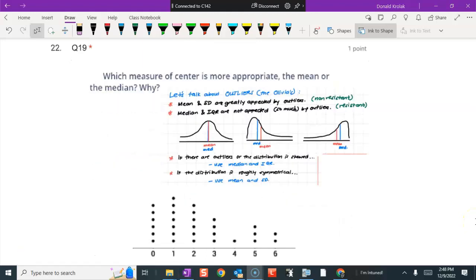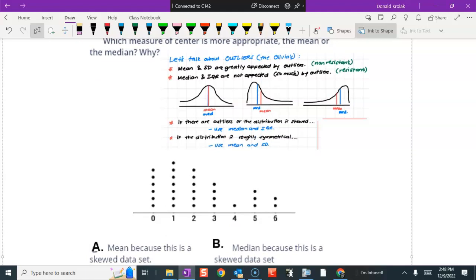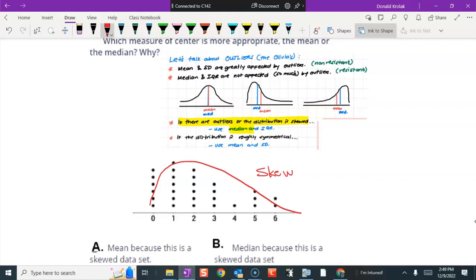Okay, which measure of center is more appropriate, the mean or the median? All right, so if the data is skewed, right here, if you got outliers or skewed, you want to use the median before you use the mean. And we got a slight skew right here to the right, so we're going to use the median to measure the center as opposed to the mean.